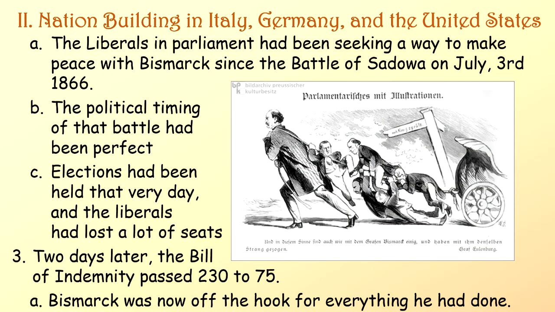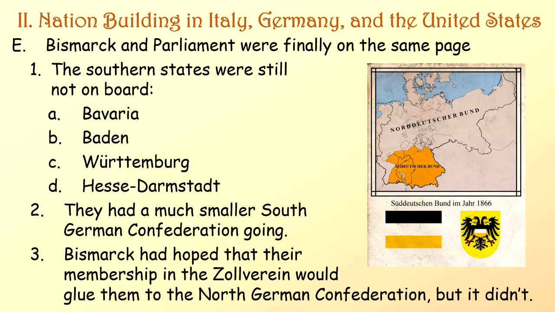The liberals in Parliament had been seeking a way to make peace with Bismarck since the Battle of Sadova back on July 3, 1866. The political timing of that battle had been perfect. Elections had been held that very day, and the liberals had lost a lot of seats. 2 days later, the Bill of Indemnity passed, 230 to 75. Bismarck was now off the hook for everything he had done. Bismarck and Parliament were finally on the same page.